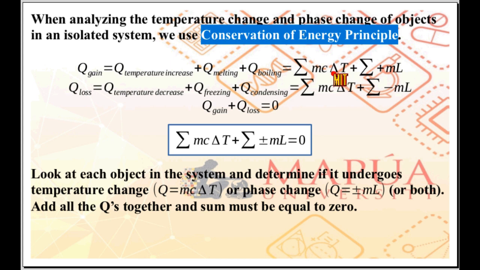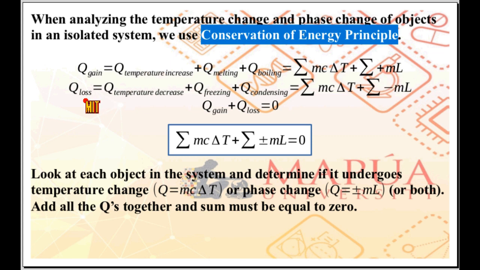Again, mc delta T will be positive for Q gain. So automatically the equation mc delta T will tell you that you have positive Q, whereas in mL, you yourself will have to determine if there is melting or boiling happening in the system. You yourself will have to assign that positive sign to the equation.